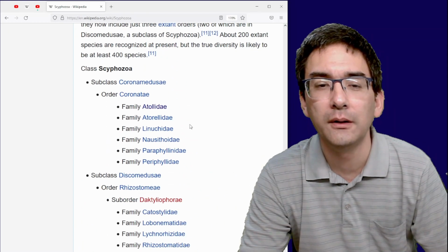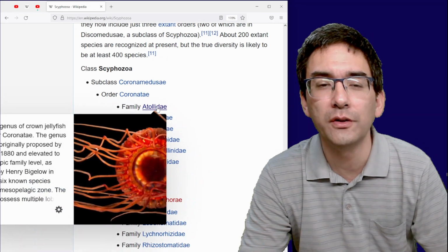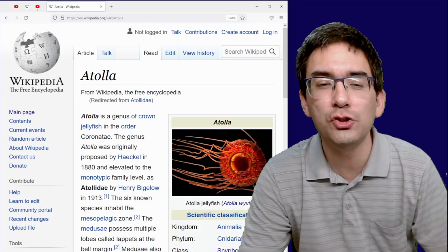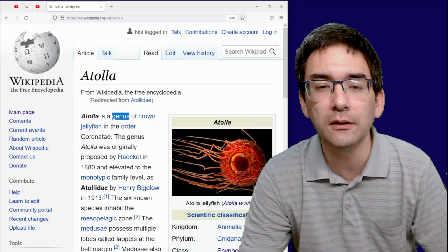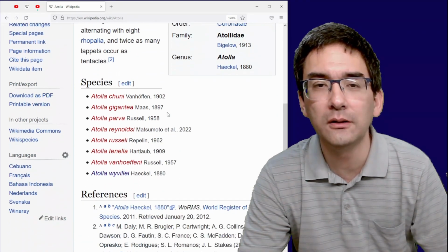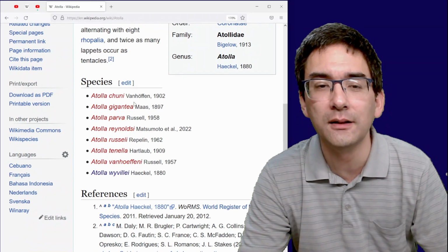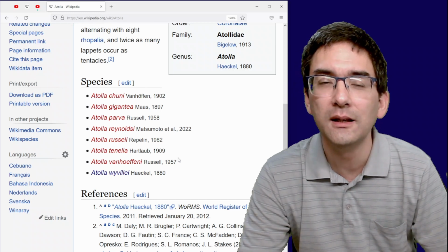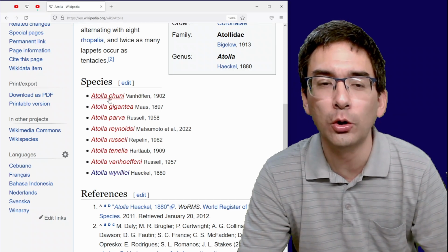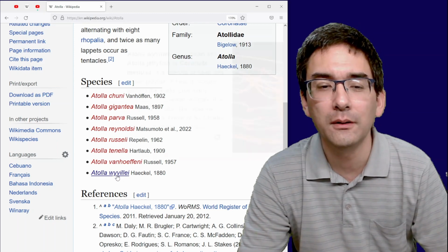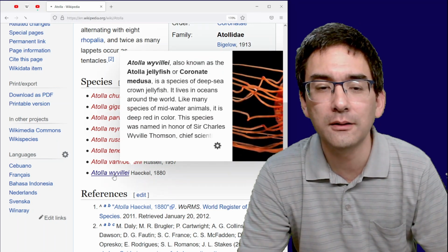Okay, let's click on the first one, this one over here. And let's go down further. Atolla is a genus. We're pretty far down already. Yeah, it's a genus Atolla. And look, here there are the species listed. 1, 2, 3, 4, 5, 6, 7, 8. There are 8 jellyfish species that belong to the genus Atolla. That's why they all are called Atolla. And one of them over here is indeed, click.